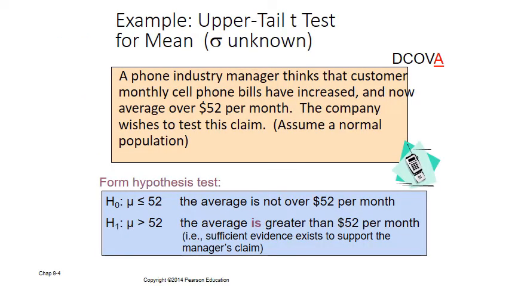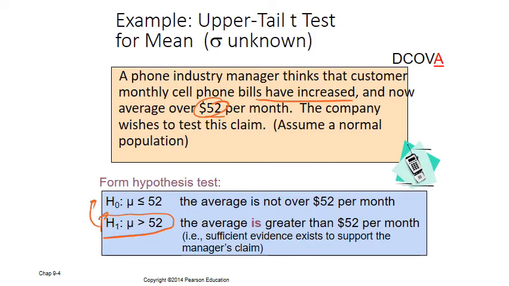We solve one example. As I said, everything is exactly the same, nothing changed, the only change is here, one tail, left tail or right tail. A phone industry manager thinks that the customer monthly cell phone bill has increased, and now the average is over 52 per month. The company wishes to test his claim. You are going to test the company's claim, and the company's claim is that the phone bill has increased. So H1 is mu greater than 52. That is what we are going to test. That is why mu greater than 52.